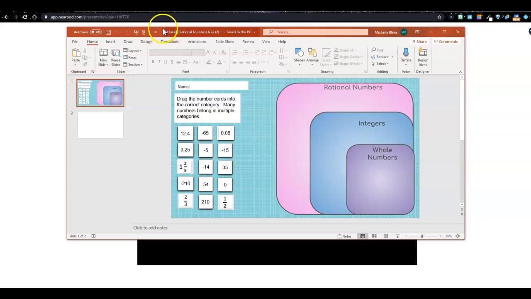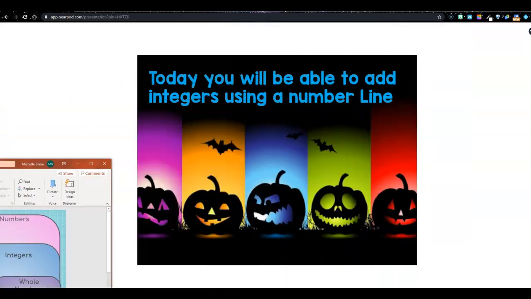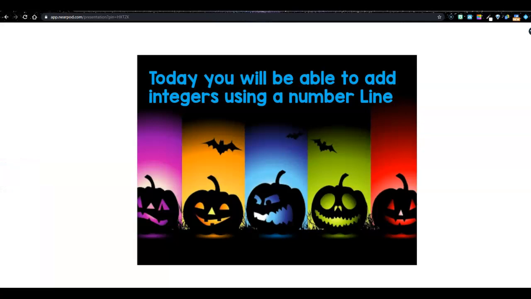All right, so today we are going to be adding integers on a number line. It is on the board back there. It's already posted in the meeting for you meeting people.